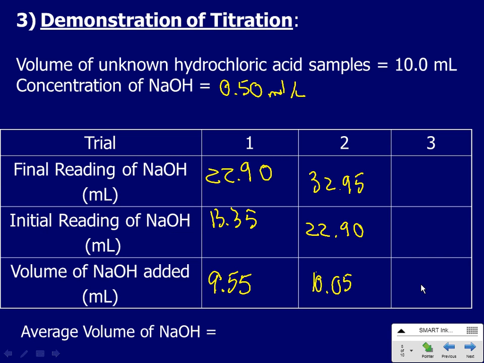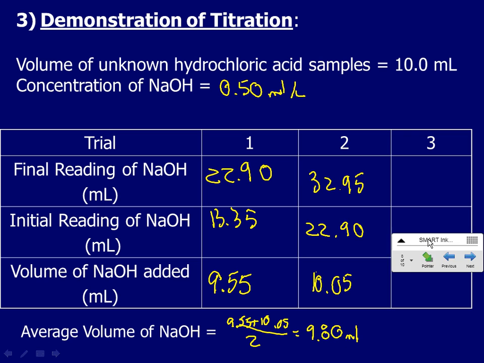Ideally, we do at least 3. We want 3 of them that are consistent. Normally, you end up throwing out the first one because you didn't know where the endpoint was, and you zoomed right by it. So normally, you have to do 4. But for this case, I'm going to just do the calculation and continue with it. The average volume then is, well, what is the average? 9.55, 10.05 over 2. Sorry, what was it? 9.80. 9.80 milliliters is the average volume.